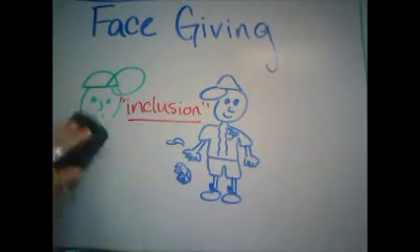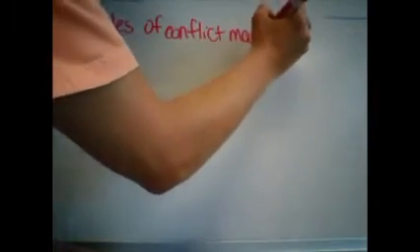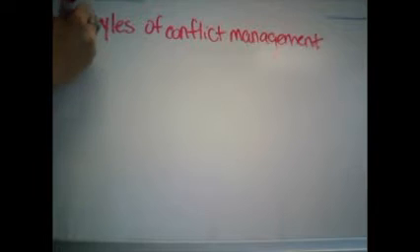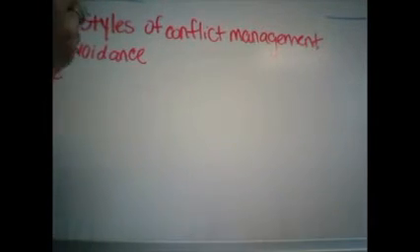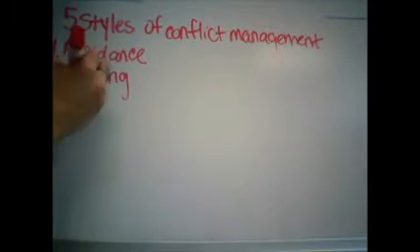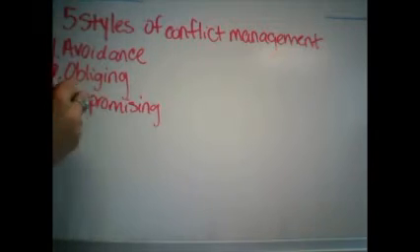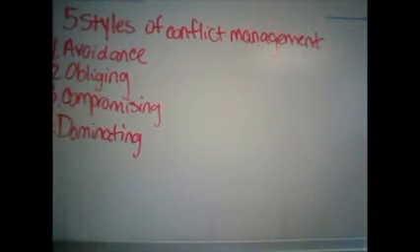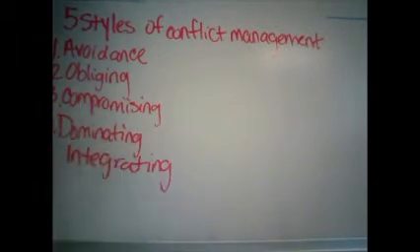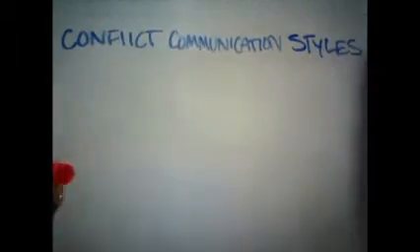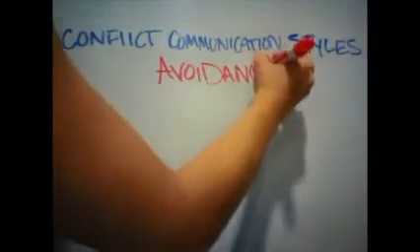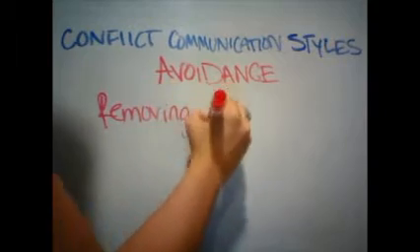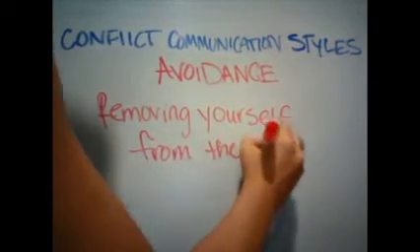The last thing that we are going to learn today is the five main conflict styles presented by Ting-Toomey. Conflict styles consist of learned behaviors through socialization within a culture. These are avoidance, obliging, compromising, dominating, and finally, integrating. First thing that we're going to look at is avoidance, which is just how it sounds. It's removing yourself from the equation, or the conflict.